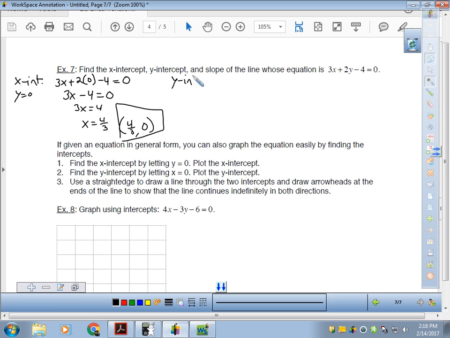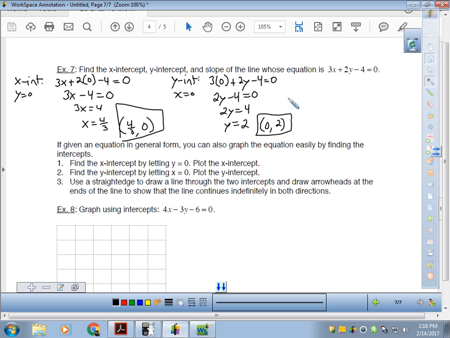For y-intercepts, remember that we make x equal 0. So we're going to plug 0 in for the x's. 3 times 0 plus 2 times y minus 4 equals 0. 3 times 0 is 0, so this just goes away. So we have 2y minus 4 equals 0. Add the 4 across. 2y equals 4. Divide both sides by 2, you get y equals 2. So my y-intercept is at 0, 2.